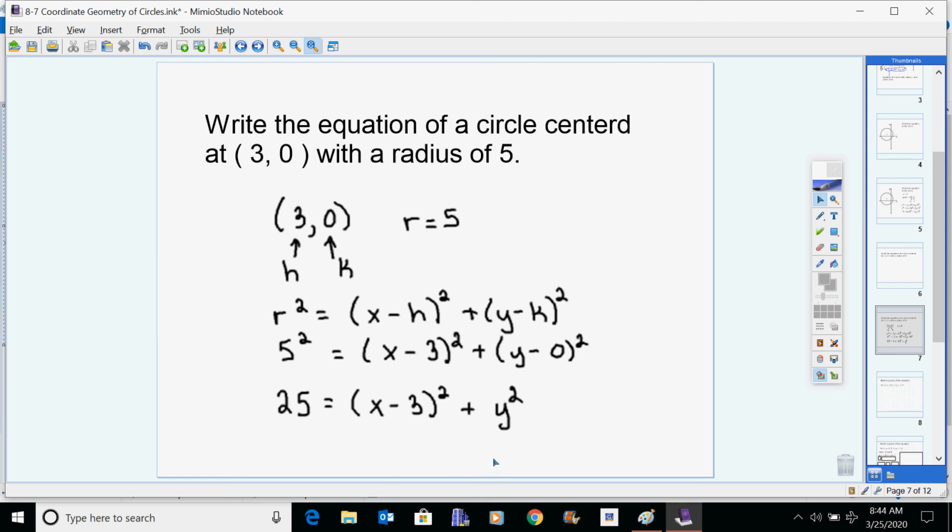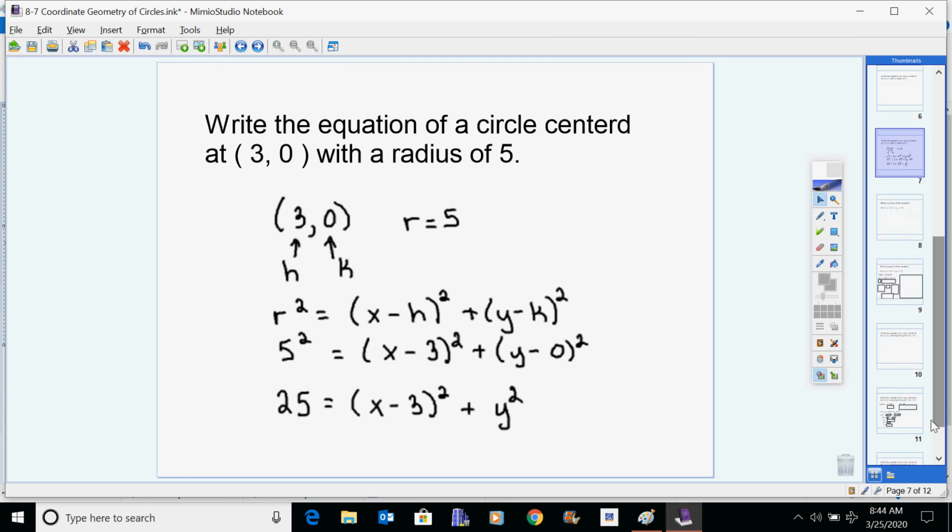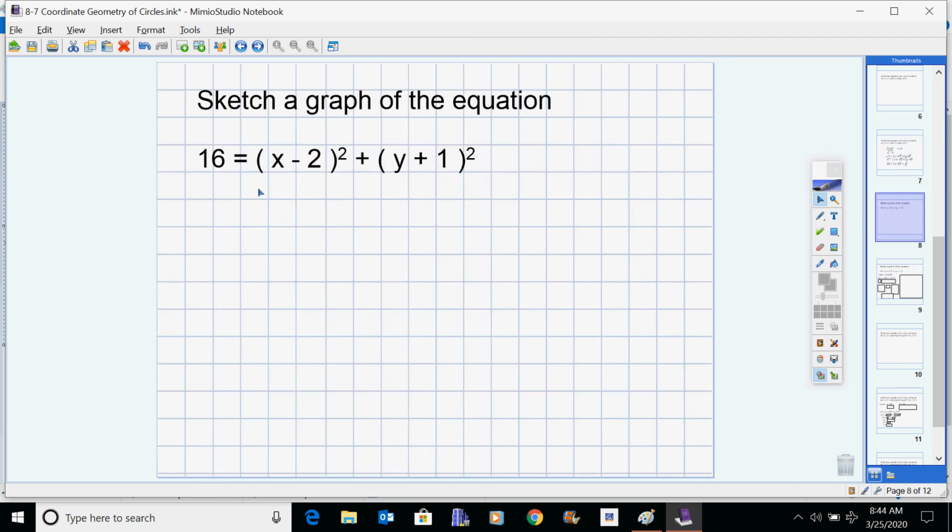So especially if they give you a center and they give you a radius, these problems are really just a matter of plug in and do a little tiny bit of simplifying. Now the other thing we can be asked to do is go backwards and take an equation and then figure out the graph that goes with the equation. So what we need to do in this one is we need to begin to identify the pieces so that we can make a graph.